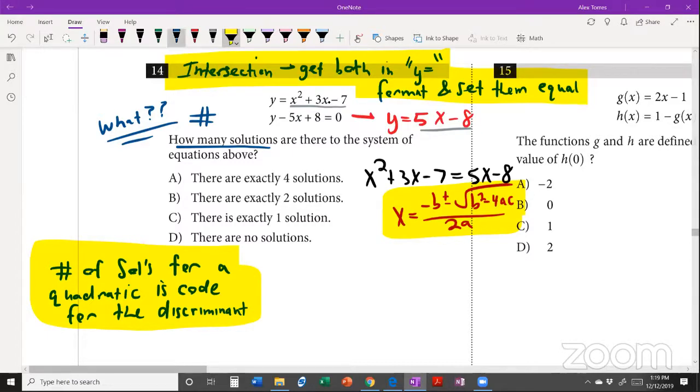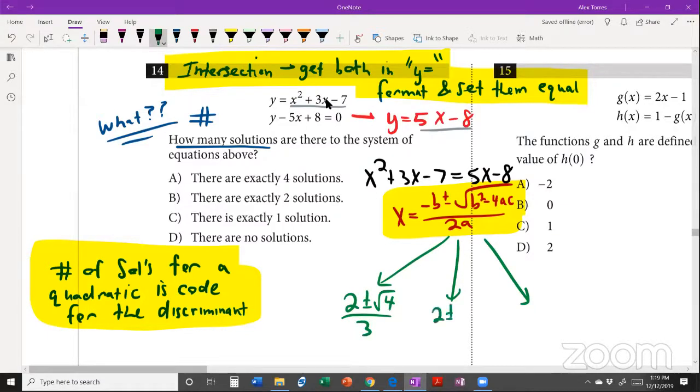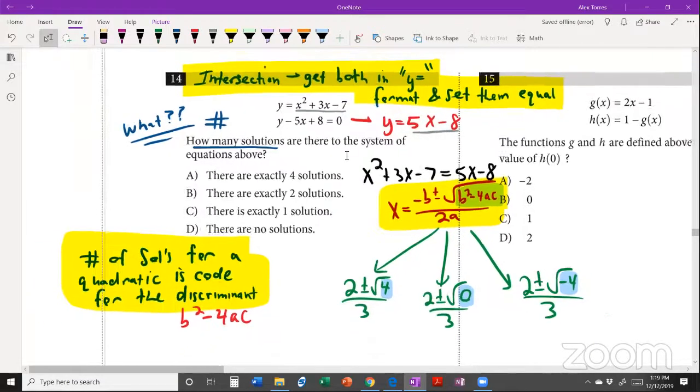But let's just plug in fake numbers, just for the sake of this explanation, into the quadratic formula. I'll have 2 plus or minus root 4 over 3, 2 plus or minus root 0 over 3, and 2 plus or minus root negative 4 over 3. So what did we do? We created 3 possible values under the radical, the b squared minus 4ac part of it. So what's the discriminant? It's the b squared minus 4ac part of the quadratic formula. And it has a huge impact, as we're going to see here.